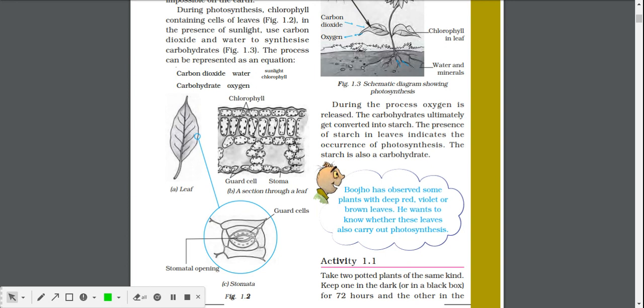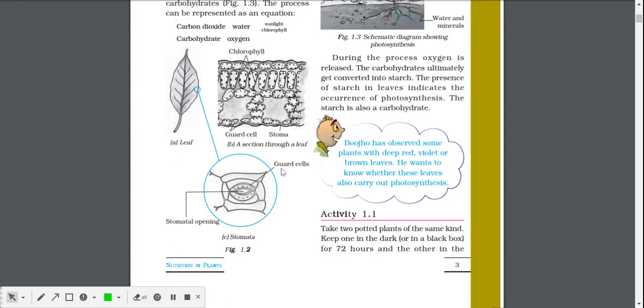Now the presence of starch inside the leaves tells us that photosynthesis is taking place inside the plants, right? You can see the guard cells. These are the guard cells. These are stomatal pores, these minute spaces, right? And this is a cross-sectional view of the stomata.